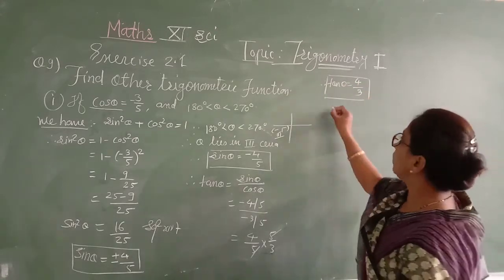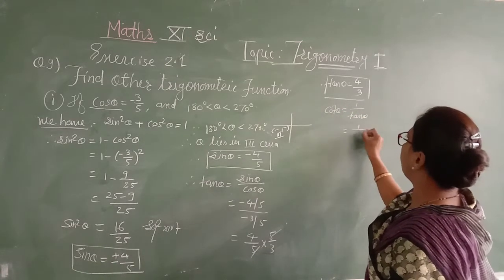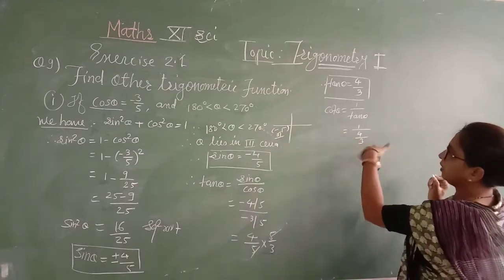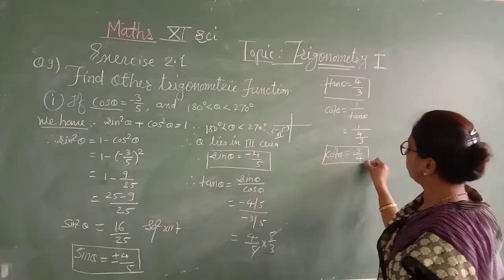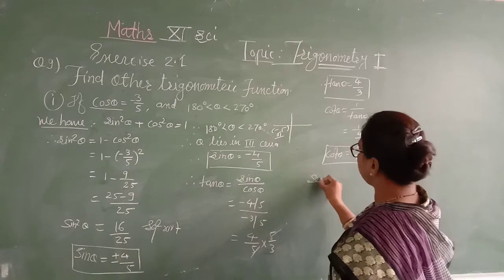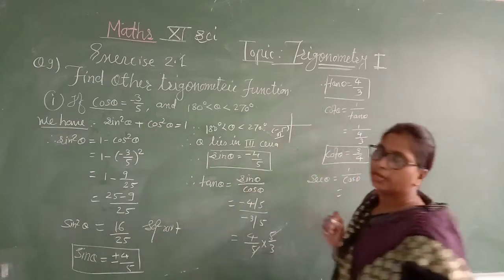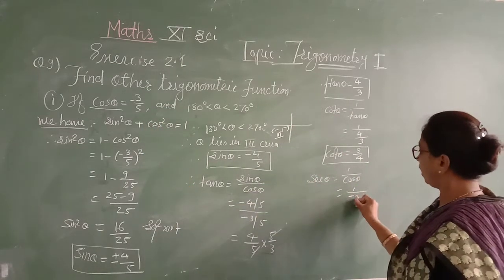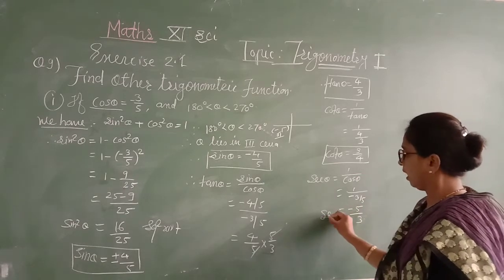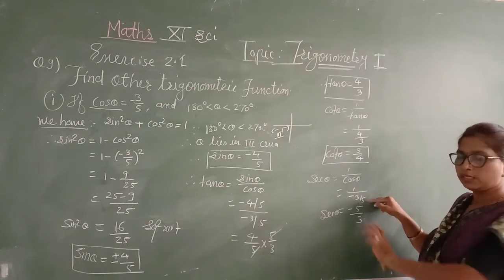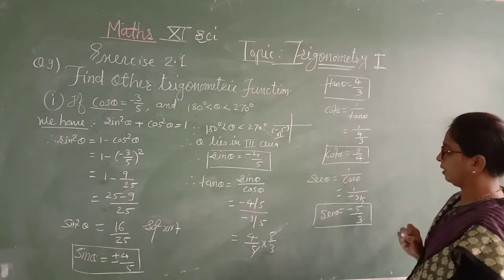From tan theta we can find directly cot theta, which is the reciprocal of tan theta, means 1 upon 4 by 3. If 4 by 3 goes up, it becomes 3 by 4. So cot theta we get 3 by 4. Then sec theta is the reciprocal of cos theta. Cos theta is minus 3 by 5, means 1 upon minus 3 by 5. If it goes up, it becomes minus 5 by 3. So we get minus 5 by 3.